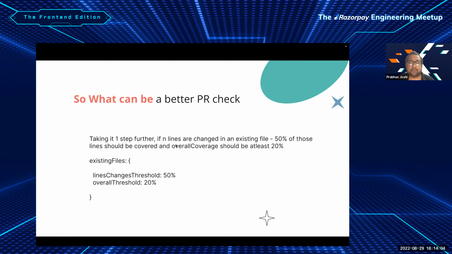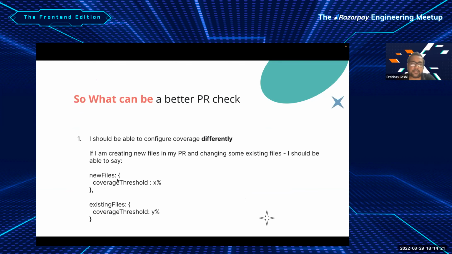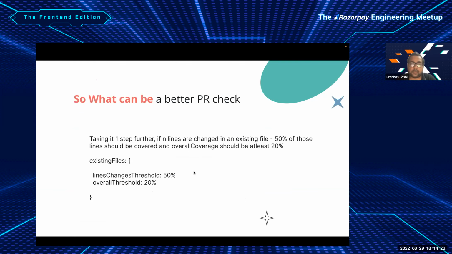We can take it one step further: if in an existing file n lines are changed, 50% of those should be covered, and the overall coverage should be at least 20%. So we should be able to define threshold checks not on the basis of file paths, but on the basis of whether files are new or existing, and if 10 lines are changed in a PR, how much coverage you need. If you changed 10 lines in a file, I want 50% coverage, so 5 lines across those should be covered. This is a little bit better.